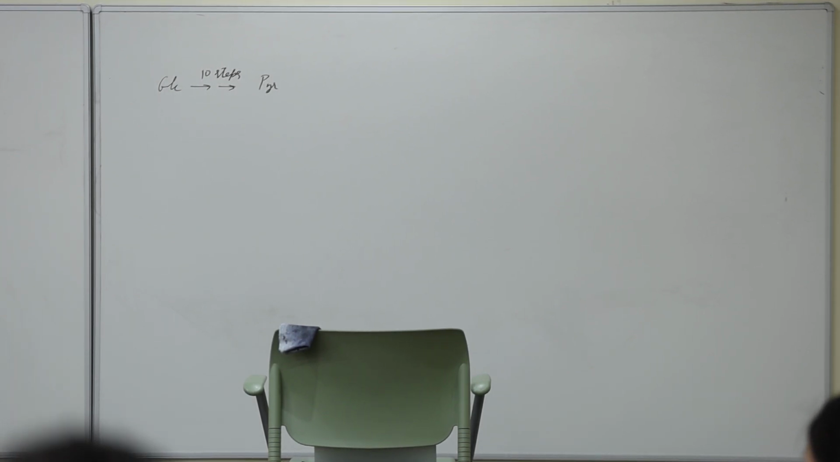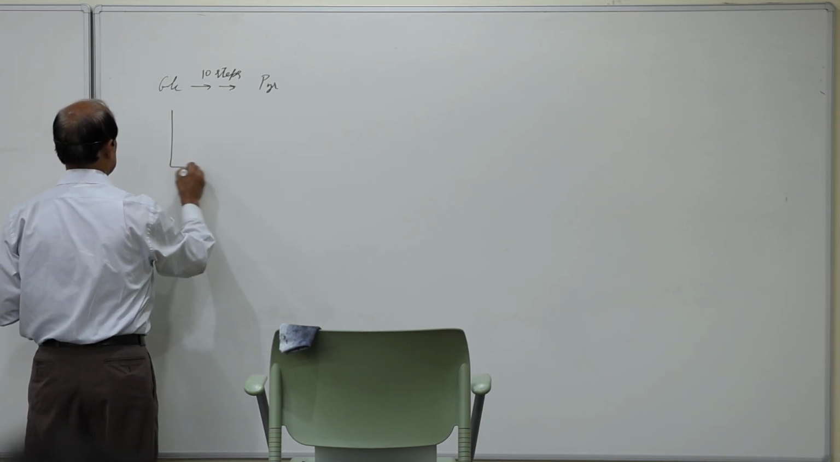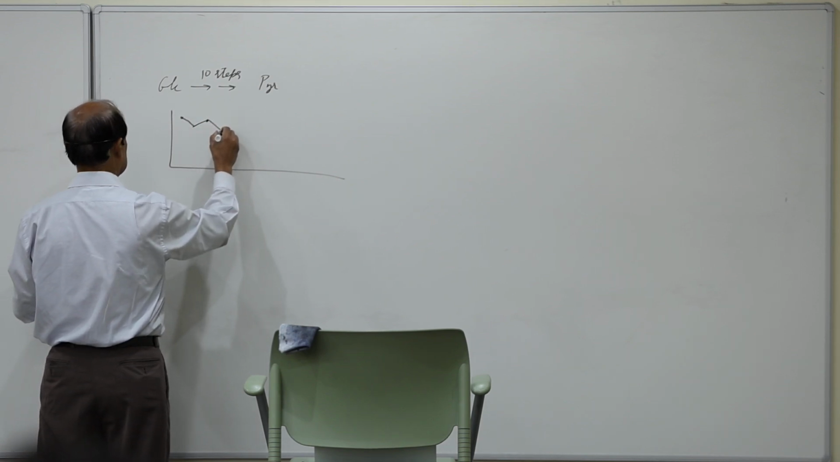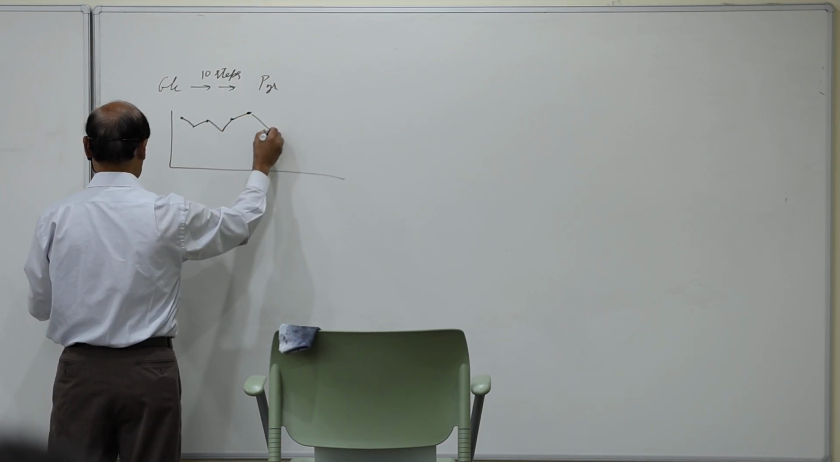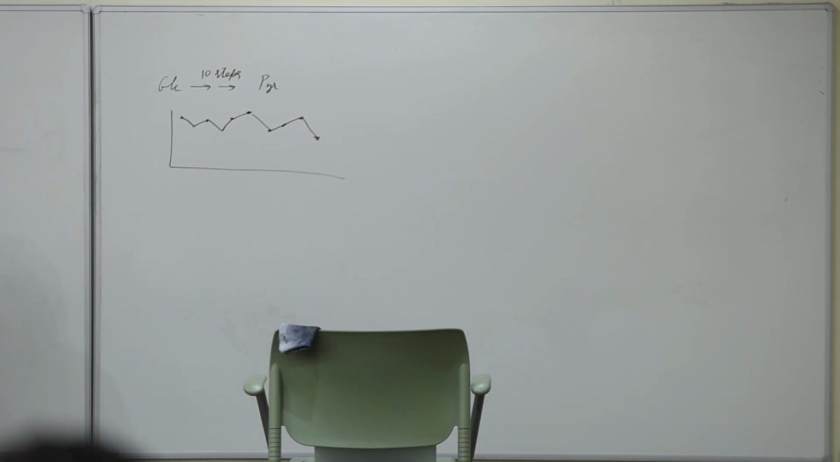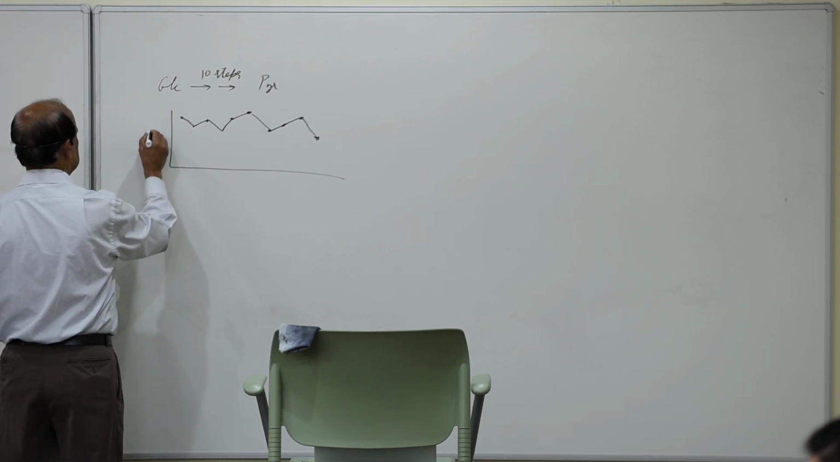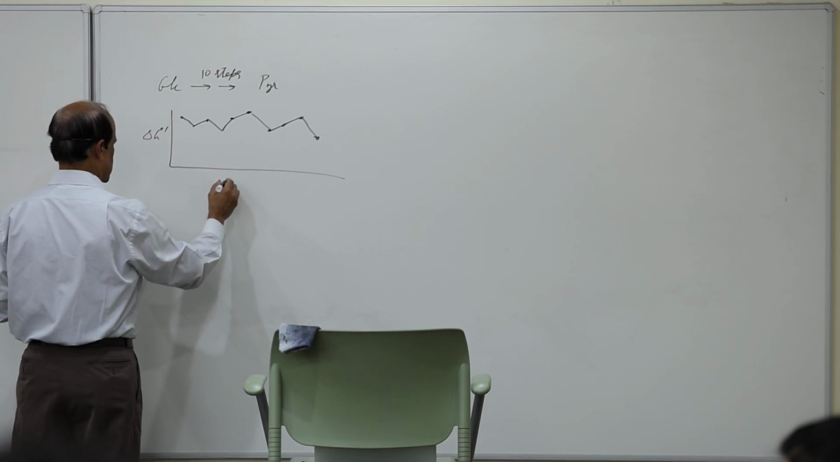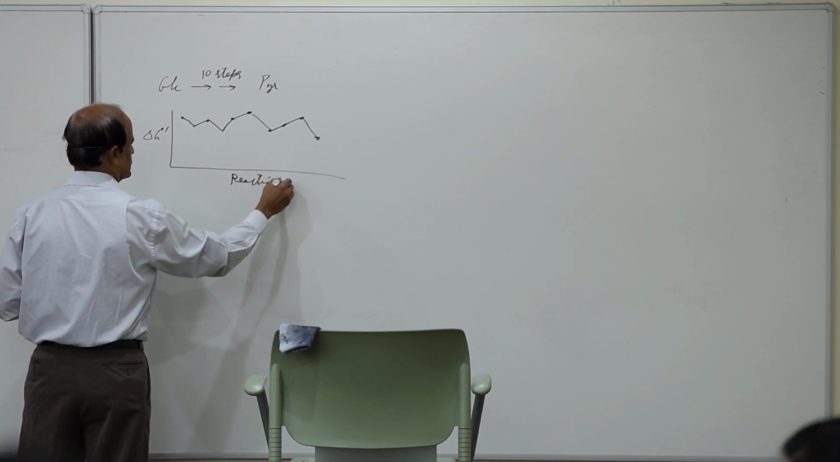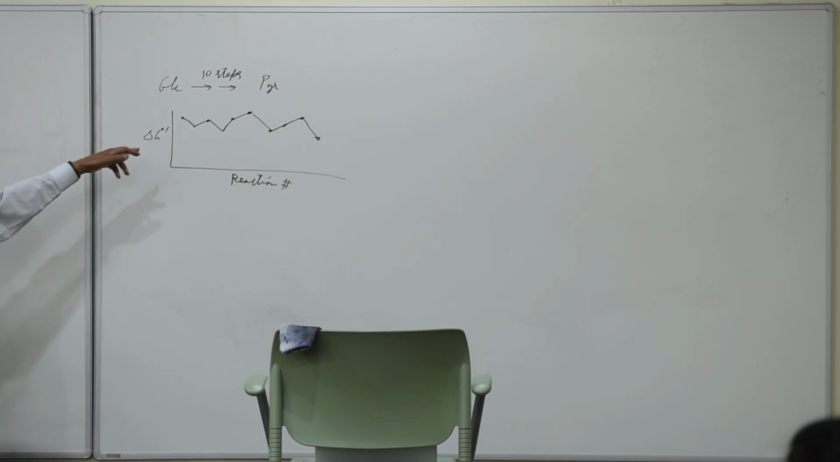And if you follow the delta G0 of these, it will look like this. So in the 10 steps, in step 1, it's like this, then like this. So this will be the energy. So delta G0 prime versus reaction number. So there are 10 reactions in this pathway. So for each of these reactions, this is the delta G0 prime.